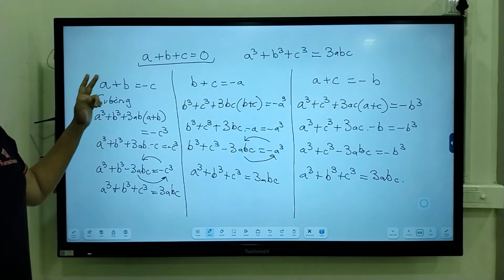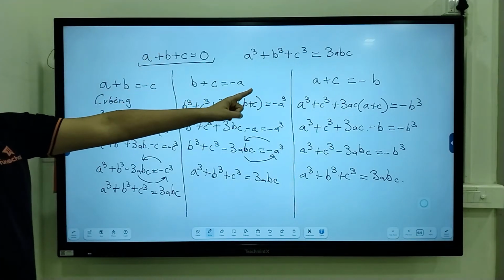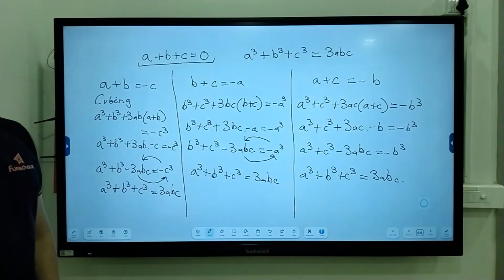Okay. Take a moment to understand that we have solved this particular equation taking all the different variables that are present. So first we have put a plus b is equal to minus c, second is b plus c is equal to minus a, third is a plus c is equal to minus b.